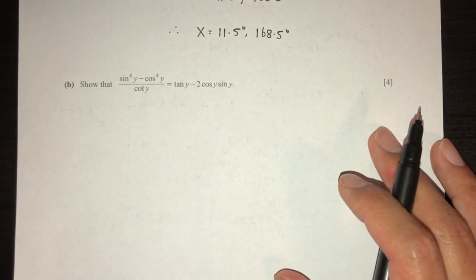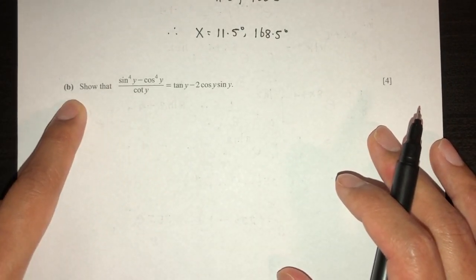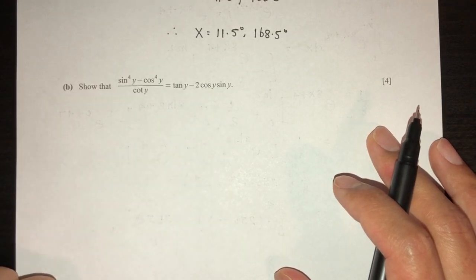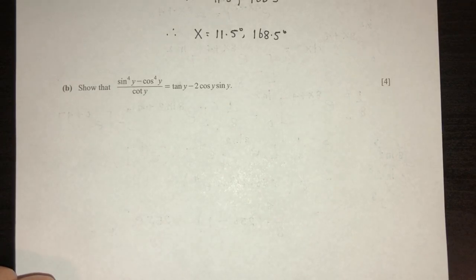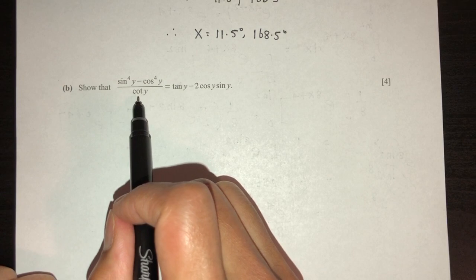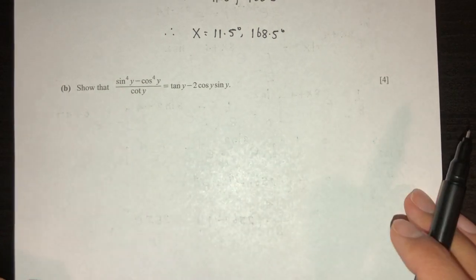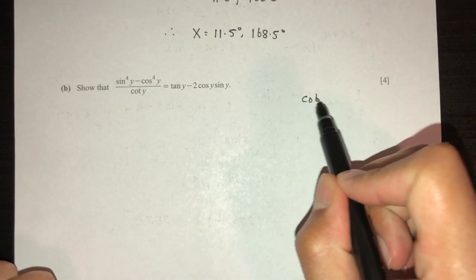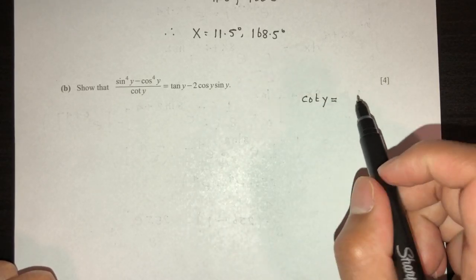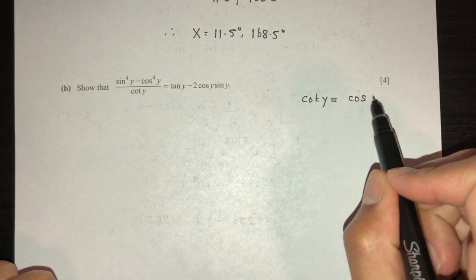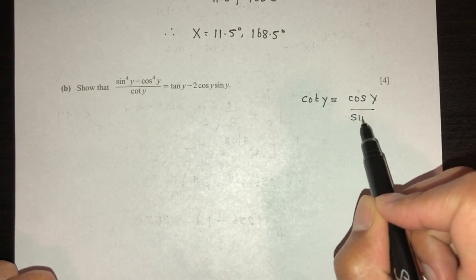Now for part B, we have to show that the left hand side becomes the right hand side. So let's do this step by step. Here we have cos power 4y minus sine power 4y minus cos power 4y over cot y. Now what is cot? Cot is given by cos y over sine y.